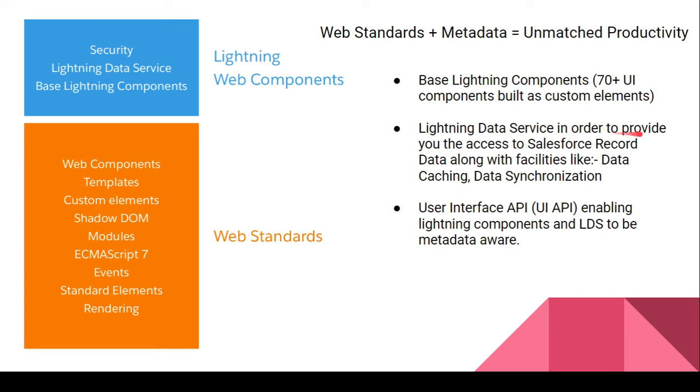Lightning Data Service is present in the framework because it is required by you if you want to access any kind of Salesforce record using the record ID, and if you want data caching, data synchronization features like that. So this is something which is Salesforce specific. That's why it is a part of framework. And UI API, that is user interface API, because Lightning Data Service is also built upon UI API, not a part of it, but it's built upon UI API. So if you want your components to be metadata aware, then you can use UI API. It's also a part of framework because it's Salesforce specific, right?